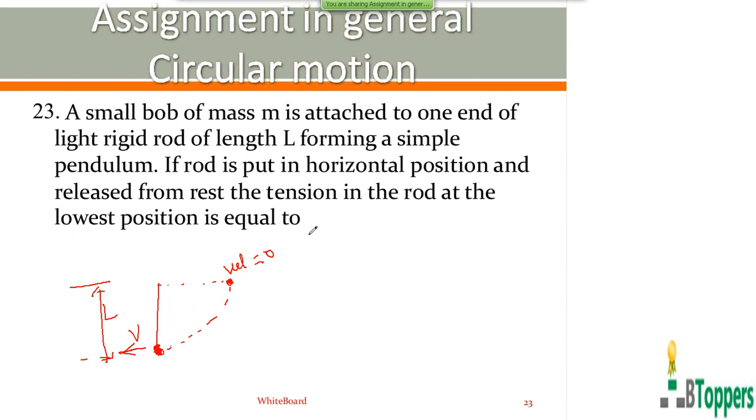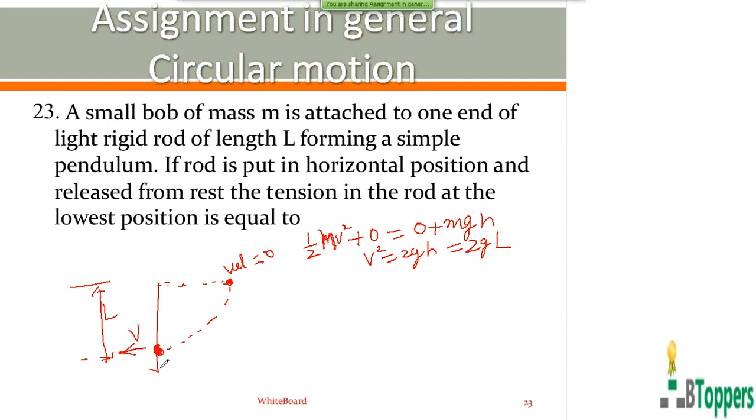So applying conservation of mechanical energy, the kinetic energy of the bob at the lowest position is half mv square. Gravitational potential of the bob at the lowest position can be taken as 0. At the initial position, that is at the instant when the rod is horizontal, the height of the bob above the lowest position is equal to the length L of the pendulum. So at the initial position, velocity 0, kinetic energy 0, gravitational potential energy equal to mgh. Here h equals L. That means the initial height of the bob above the lowest position is L.